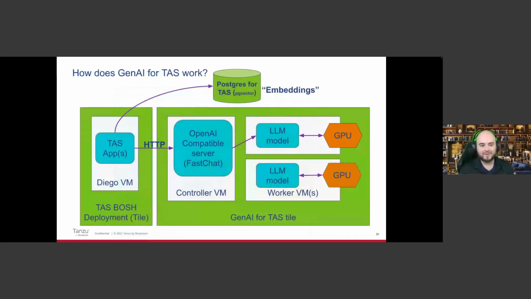Just to recap what we did here, we have this architecture. With GenAI for TAS, we're doing OpenAI compatible endpoints. We're using FastChat, and we're wiring up large language models via worker VMs with GPUs attached. We use Postgres for TAS with pgvector embeddings, where we can start to get more intelligent trained responses. And then we push that Spring Music application that uses Spring AI to do a lot of that cool AI magic behind the scenes for this call and response.